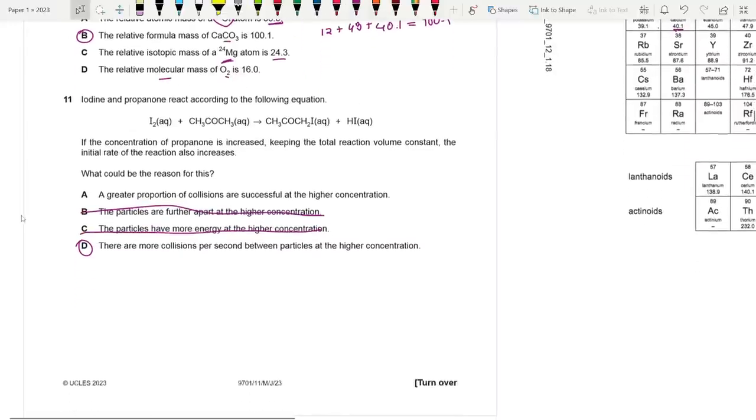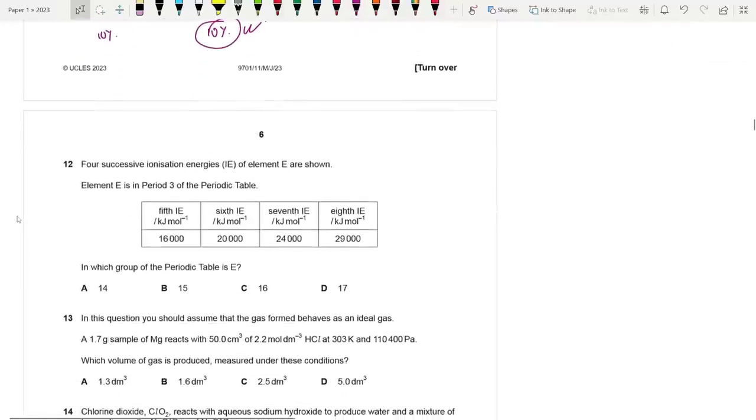For example, before, if 100 molecules collided, maybe 10 were successful. What was the proportion? 10%. Now if 1000 molecules collide, now 100 molecules will be successful, so it's still 10%. So the proportional percentage remains constant. However, the number of collisions increases, which leads to a greater number of successful collisions. That's the logic. All right. Number 12, four successive ionization energies are shown in which group of the periodic table is E.